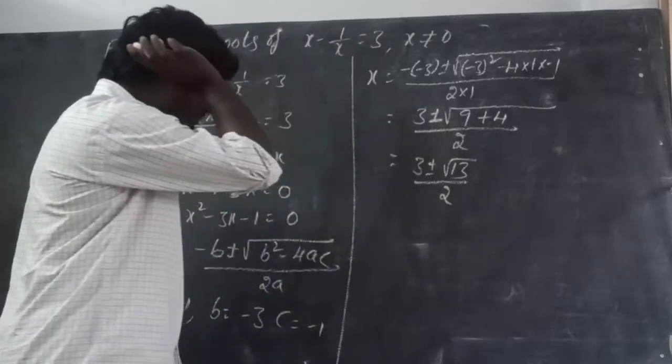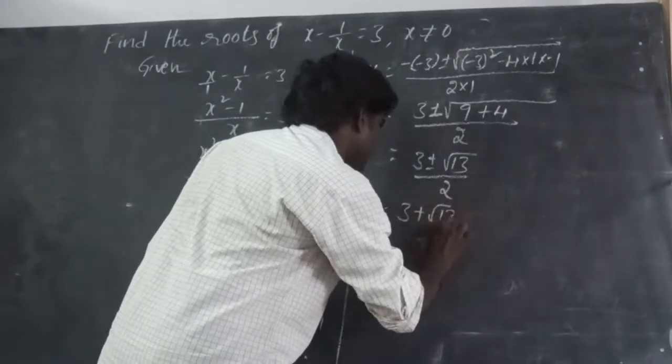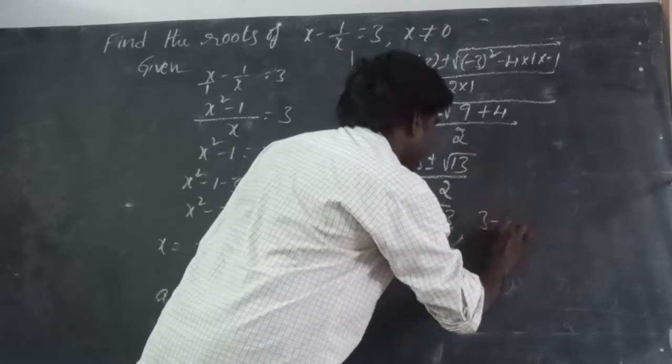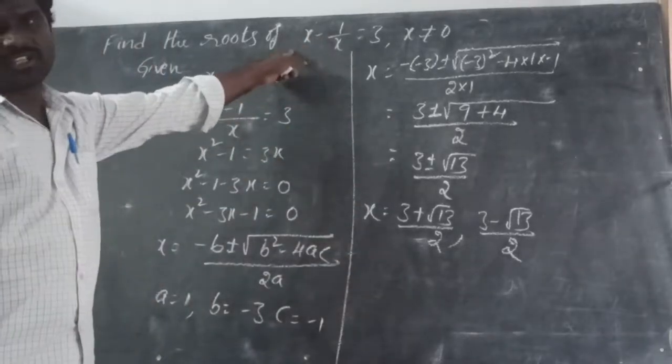Here how many values are there? Two. How many roots are there? Two. What are they? 3 plus root 13 by 2, and 3 minus root 13 by 2. So these are the roots of the given equation.